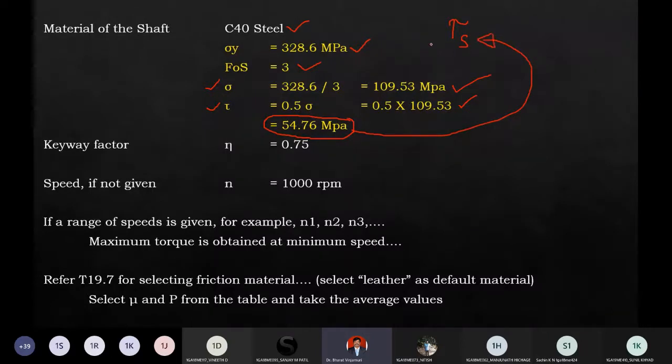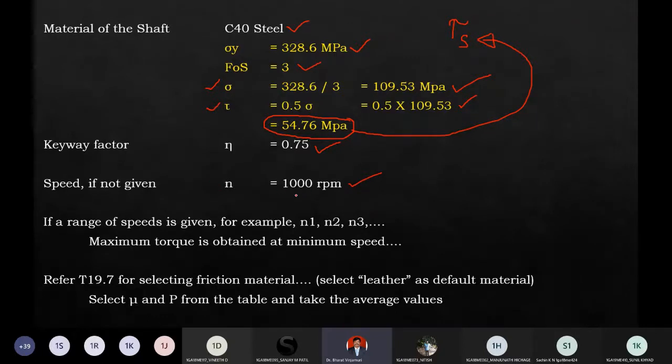So whenever tau s is not given, you need to write clearly in the external examination: assuming the material of the shaft as C40 steel. Now, if the keyway factor is not given, assume that it is 0.75. And if speed is not given, take the speed as 1000 rpm. Very rarely it happens, but if it is not given, you take this.